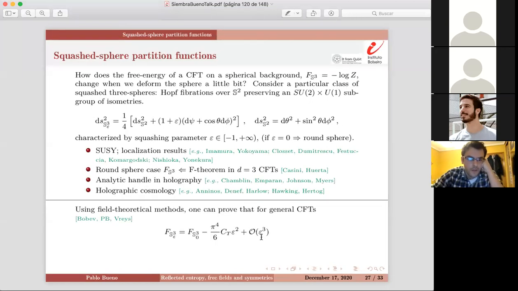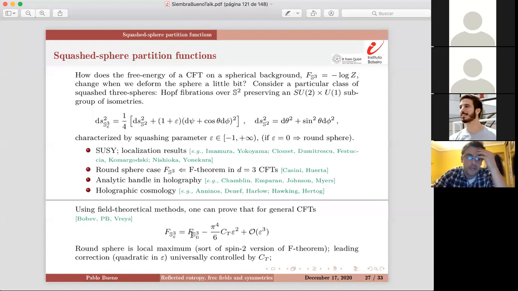So from the field theory side, you can prove some things in general, and you can prove actually that the free energy changes like this. You get the result for the round sphere, and then you get a correction that is always controlled by this CT and is quadratic in the deformation parameter, when the deformation parameter is very small, which means that the round sphere is a local maximum and that the leading correction is controlled by CT in a way that is the same for all possible theories.